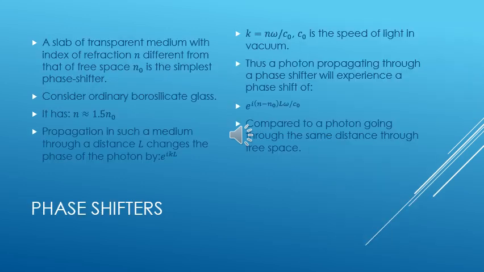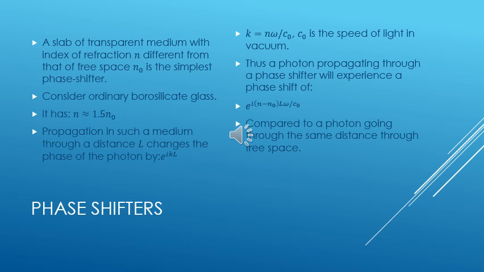A slab of transparent medium with index of refraction n different from that of free space n0 is the simplest phase shifter. Let us consider ordinary borosilicate glass. It has n approximately equal to 1.5 n0. Propagation in such a medium through a distance L changes the phase of the photon by e to the power ikL, where k is equal to n omega upon c0. c0 is the speed of light in vacuum.